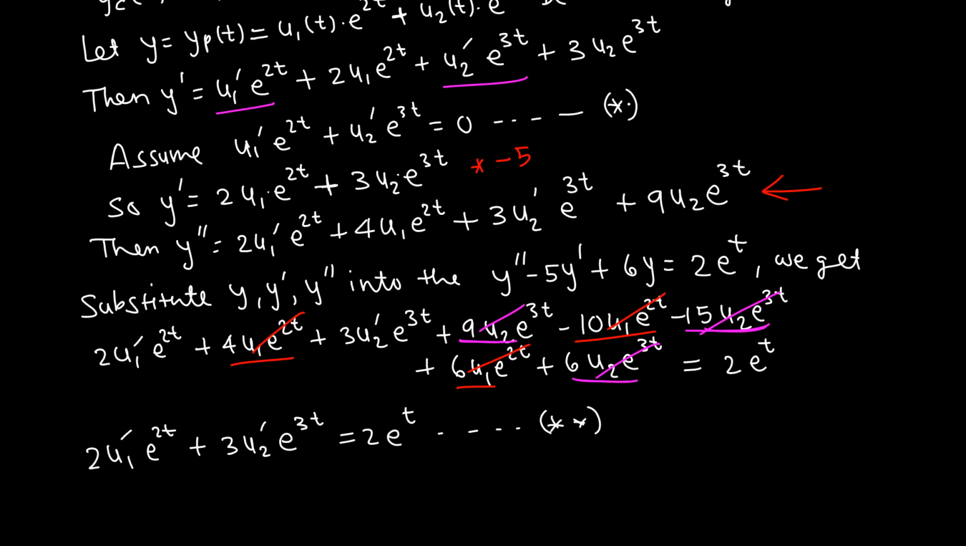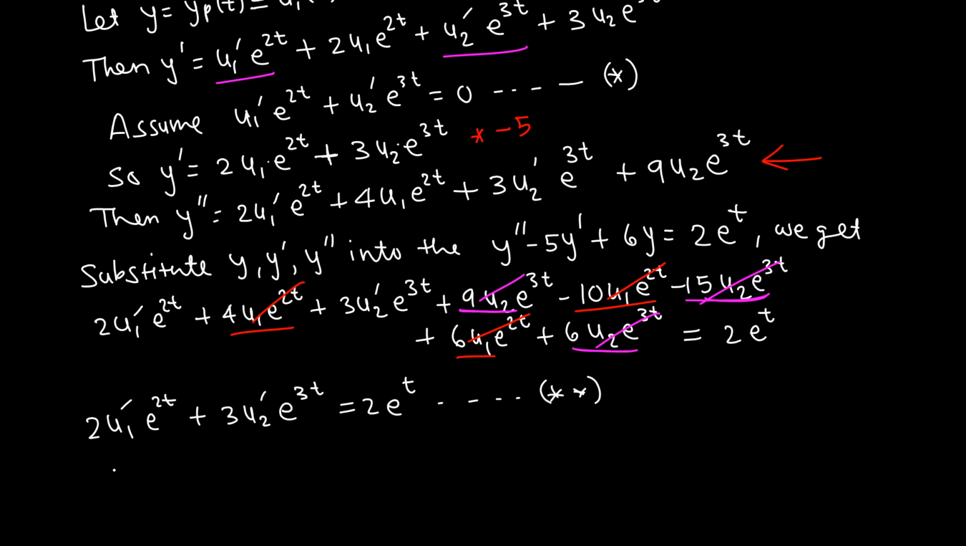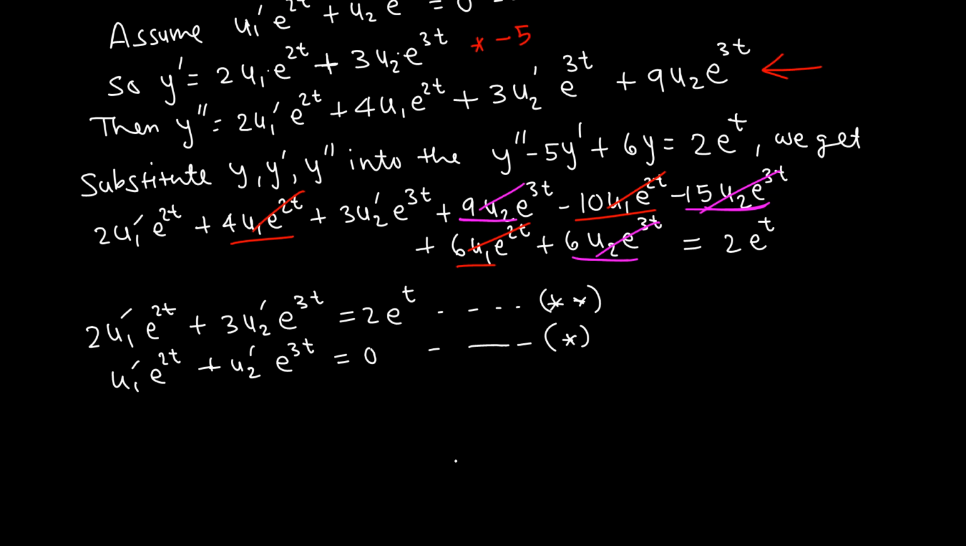Now we solve equation star and equation double star 1, 2 for u1 and u2. Okay, let me write star here so that it will be easier to compare. So we have u1 prime, I'm just writing star from the above, plus u2 prime e raised to 3t equals 0. That's what we assumed. That's star. Now we solve this system of linear equations for u1 prime, u2 prime. Once we have u1 prime, then we integrate to get u1.